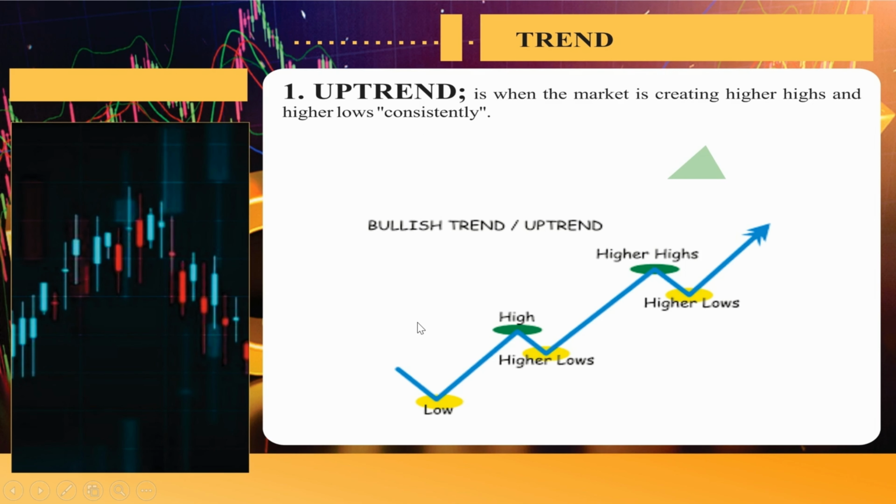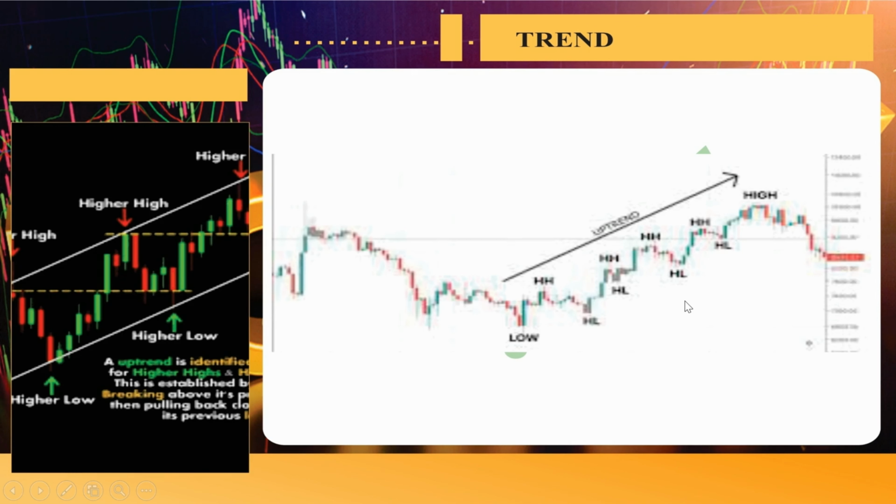In a more practical view, this is an uptrend. So we can see this is a low, this is a higher low, higher high, and higher lows, while the market is going upward. So this is a real example of it. We have a low, a high, a low, a high, a low, a higher high, a higher low, a higher high, higher low, and higher high. So we can see that the market is actually creating higher highs and higher lows.